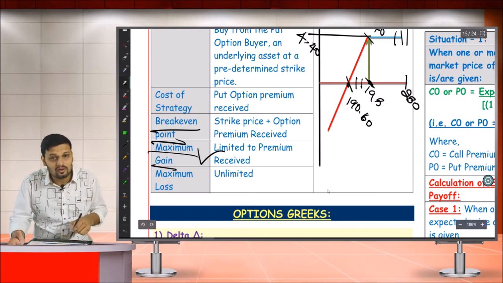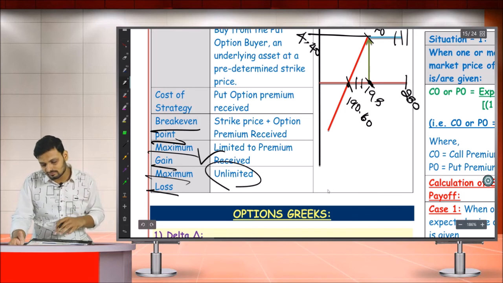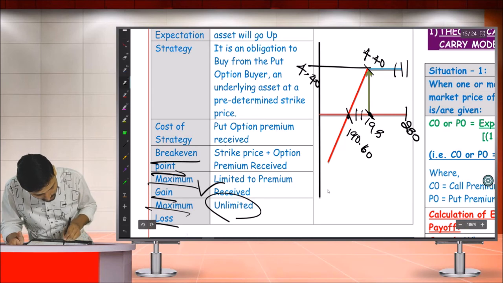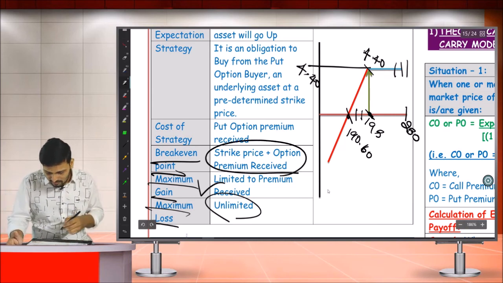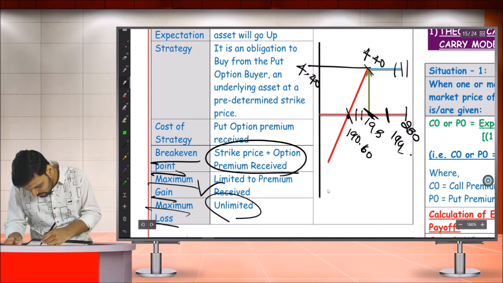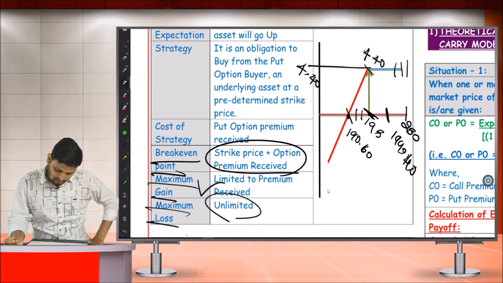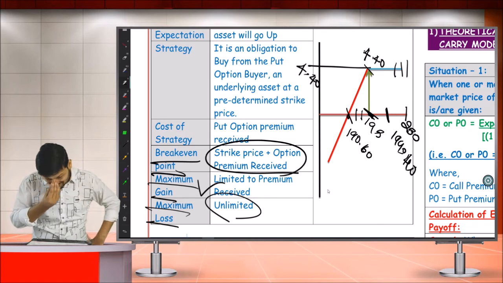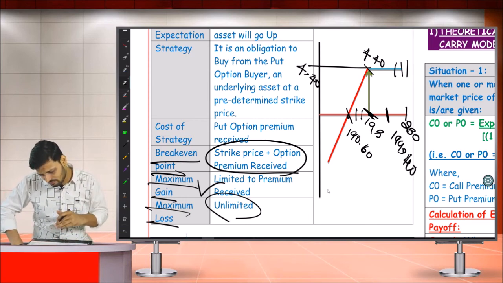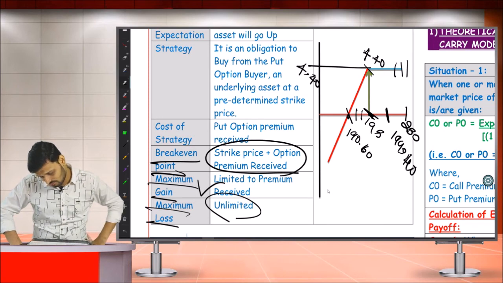Maximum gain is limited to premium received and maximum loss is unlimited. If anyone is able to get this point, let me know. This point. Break even point will be strike price 195 plus the option premium received of 4.40, that is 199.40, right? So if it is reaching 199.40, yeah, so if it is reaching 199.40, he will also lapse.